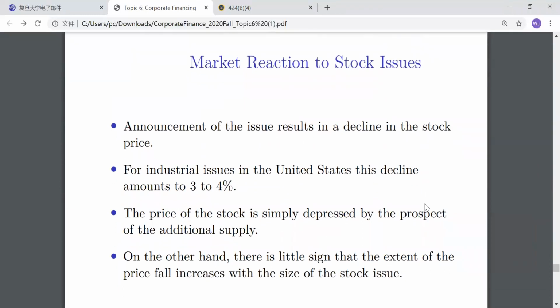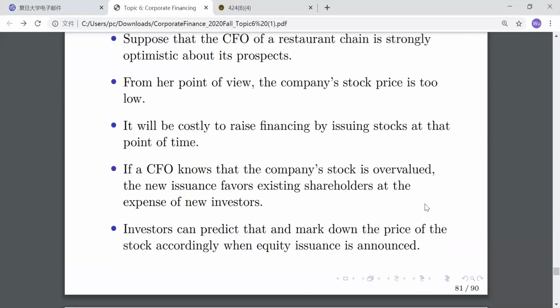In general, the announcement of a stock issuance results in a decline in the stock price. The decline is about 3 to 4%, and the price of the stock is simply depressed by the additional supply. This is like demand and supply: if the supply is higher, the price is lower. On the other hand, there's little sign that the extent of the price fall increases with the size of the stock issuance. So there are a couple of explanations for this.